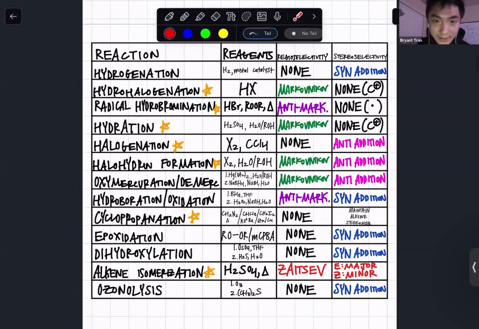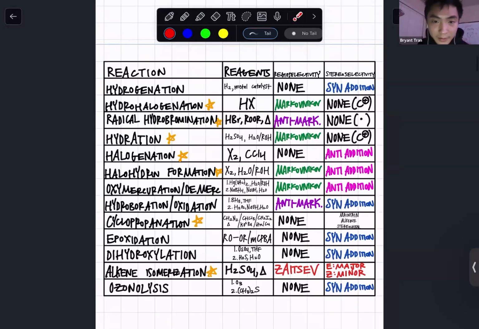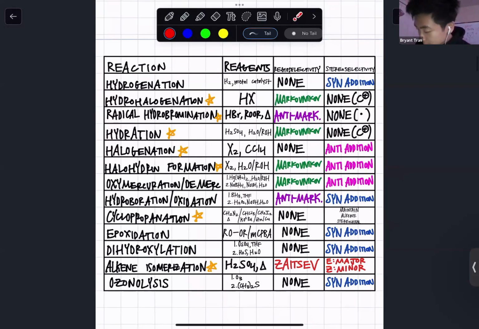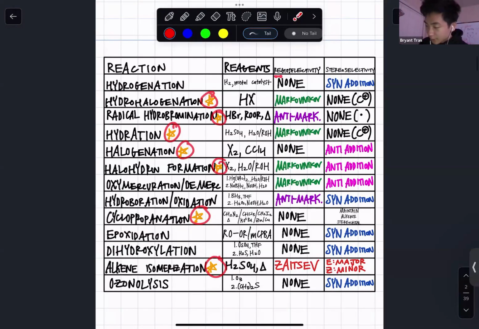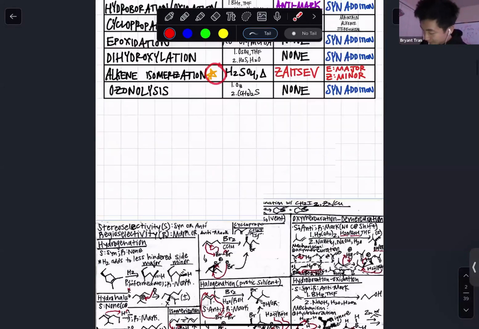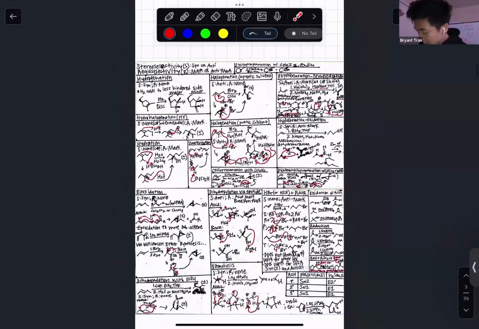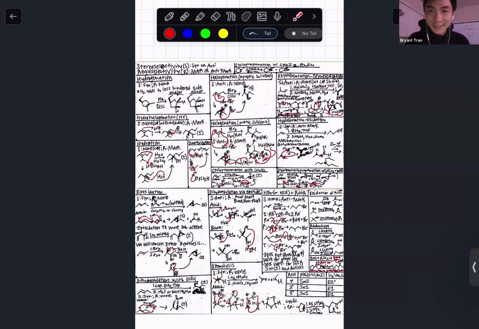Yeah, okay. And the yellow stars here are the ones that you should know for sure, deeply, about the mechanism, each step, each arrow, and each intermediate. And all the reasons why the regioselectivity and stereoselectivity are the way they are. And here's a note card that I made previously. Front card, back card.